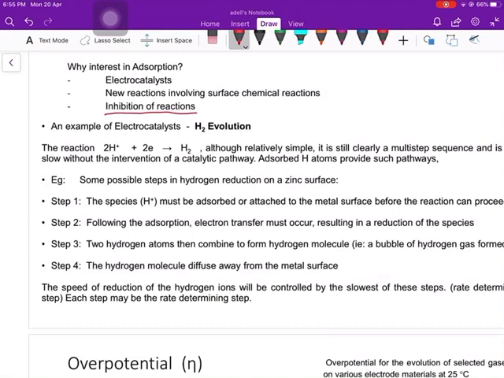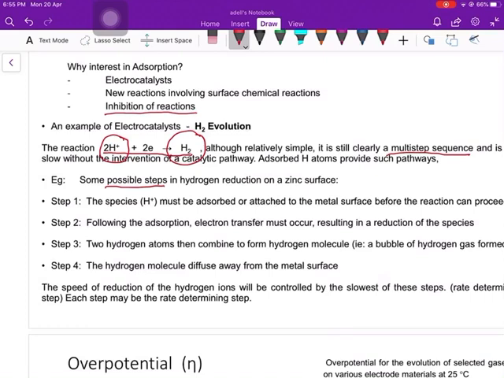Let's look at an example of this adsorption process in electrocatalysis: the hydrogen evolution reaction. The hydrogen evolution reaction involves the reduction of hydrogen ions to form hydrogen gas. It looks very simple, a straightforward reaction, but actually it is a multi-step process. There are some possible steps involved in the hydrogen evolution reaction.